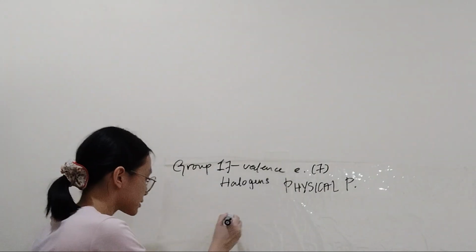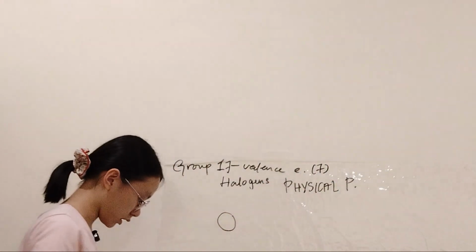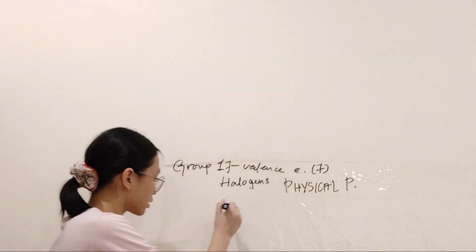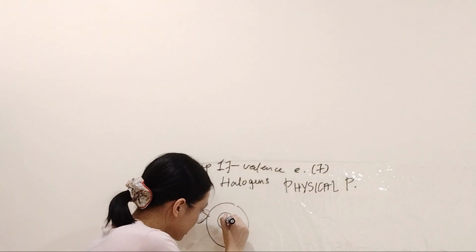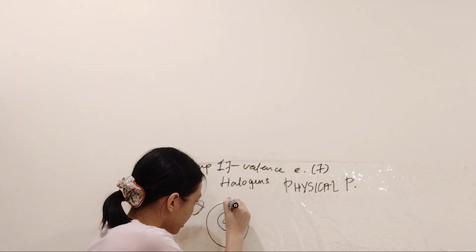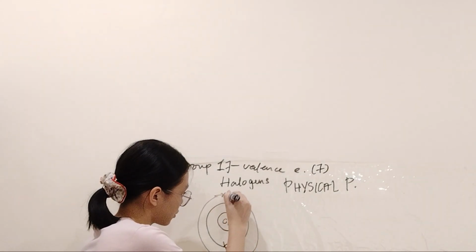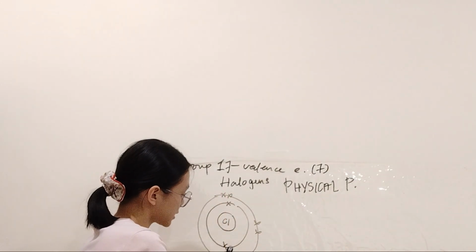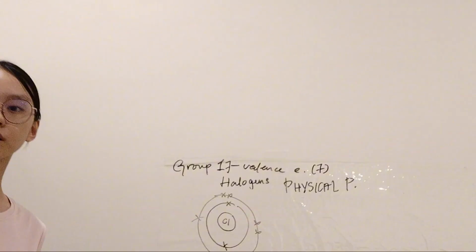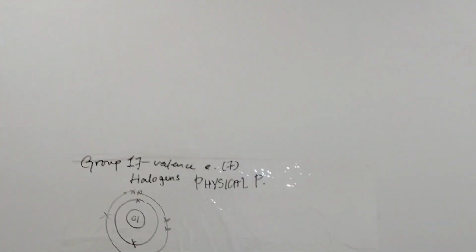Okay, so it's like this. Let's draw chlorine for example. Cl. Okay, this is 1, 2, then a bigger one. Okay, 1, 2, 3, 4, 5, 6, 7. Okay, can you see that?